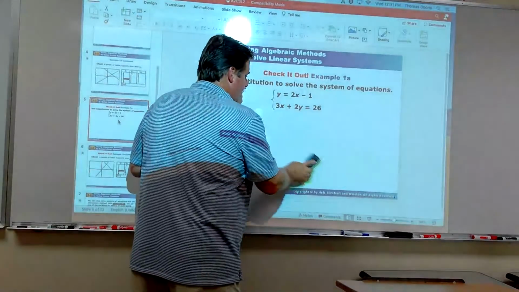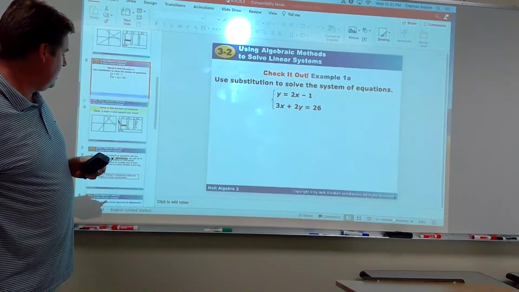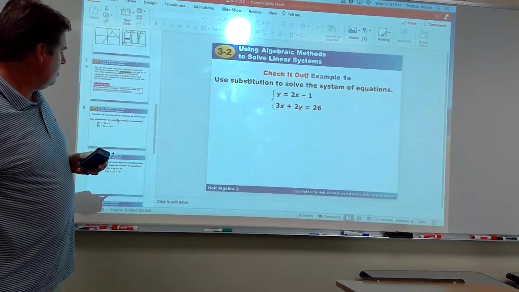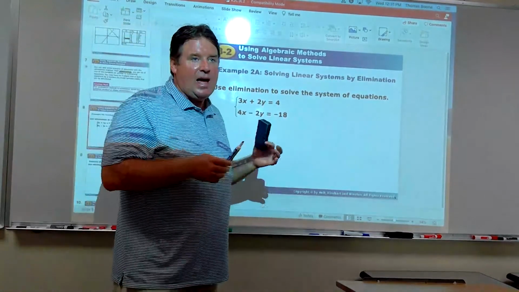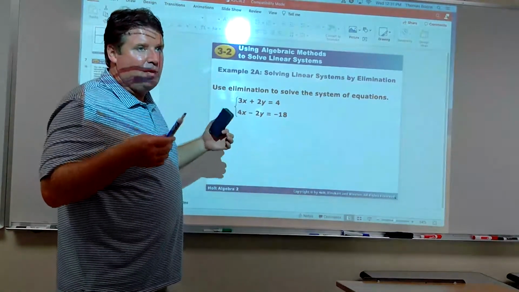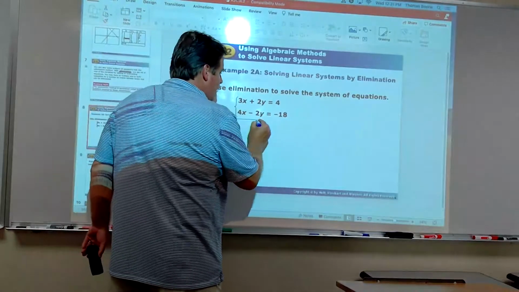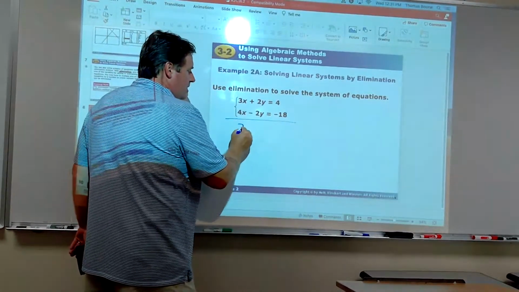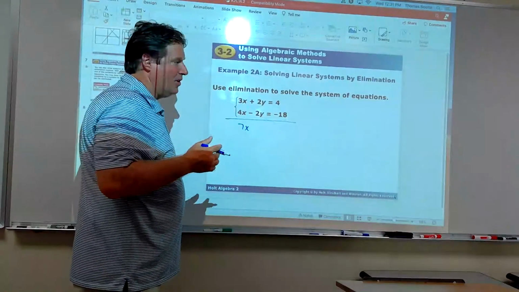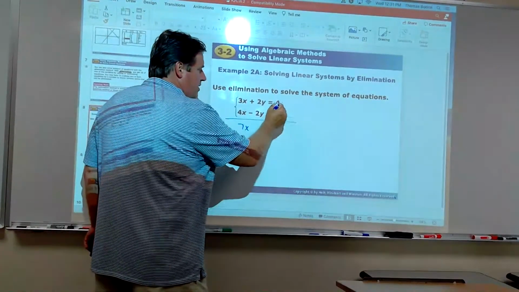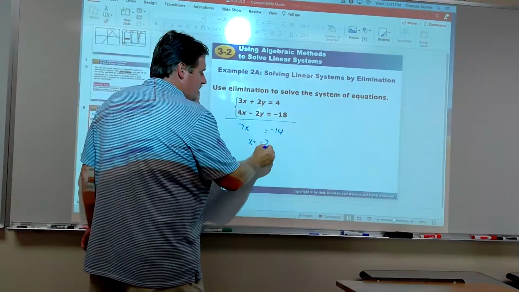Well, let's talk about the next method algebraically, and this one's called the elimination method. It's sometimes referred to as the addition method. What we're going to do is try to add the two equations together, in the hopes of eliminating either the x or the y. And you can kind of see right now, if I add these together, I get a 7x. You notice the y's are eliminated. Very good. That's what we want. And then, of course, here we get a negative 14. Solving for x, x is negative 2.